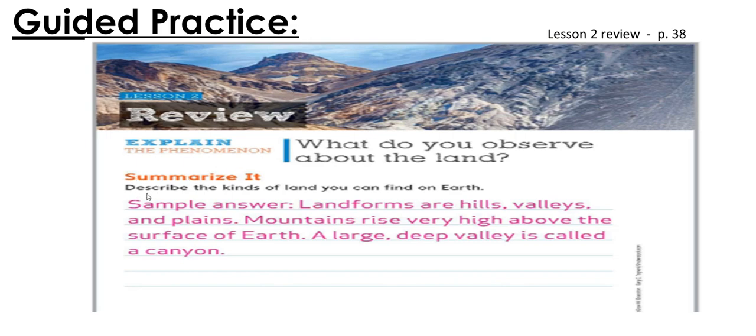Let's see. It says summarize it. Describe the kinds of land you can find on Earth. Now, let's try to summarize and remember what are the types of lands that we can find on Earth. Now, here is a sample answer. But if you have something else, you can also write it down. As a sample answer, we can say that landforms are hills, valleys, and plains. Mountains rise very high above the surface of Earth. A large, deep valley is called a canyon. If you remember something else, you can also write it down.